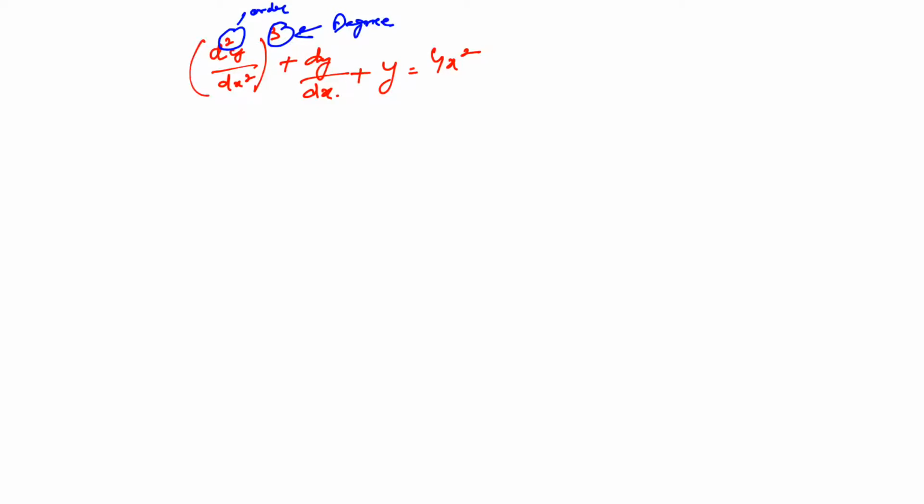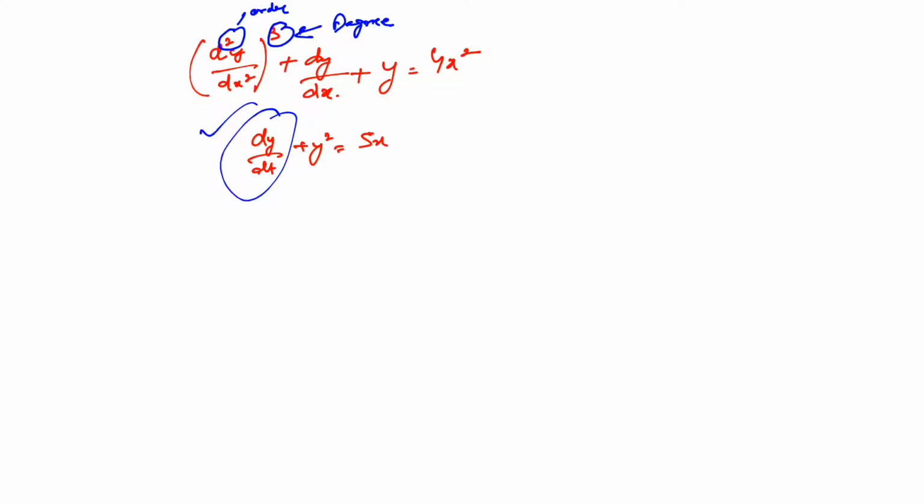So the order is actually the highest derivative. In this case the highest derivative is of order 2, so the order is 2. Now let us consider another example. Let us suppose that we have dy by dt plus y square equals 5x. In this case we can say that the order is 1, since the highest derivative in this case is 1 only.